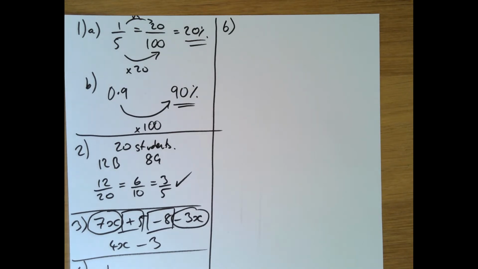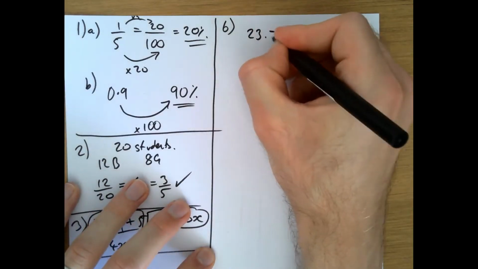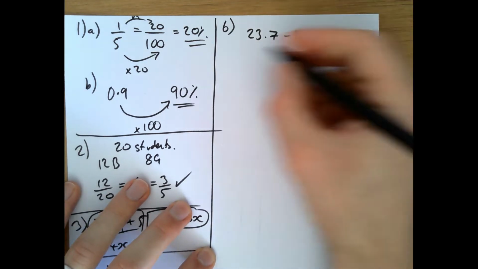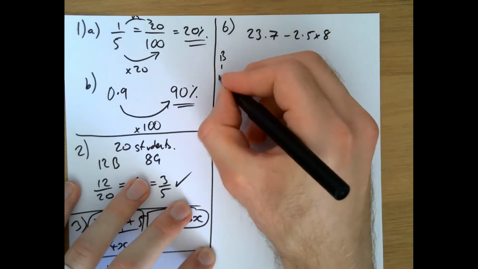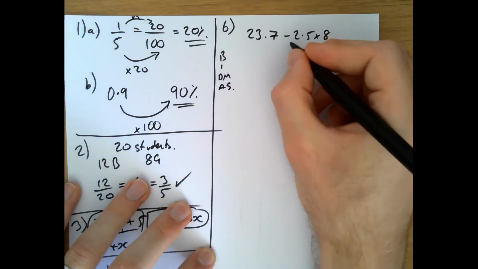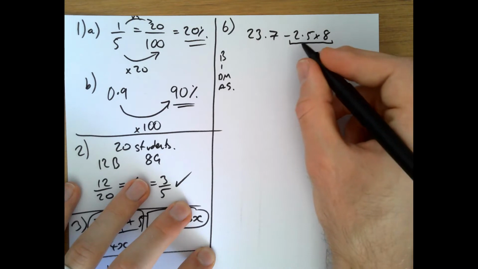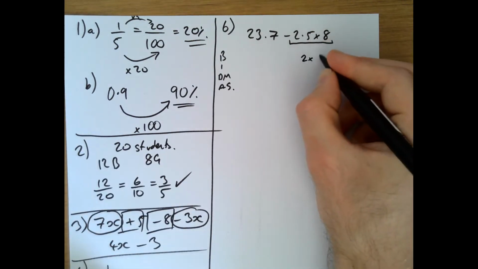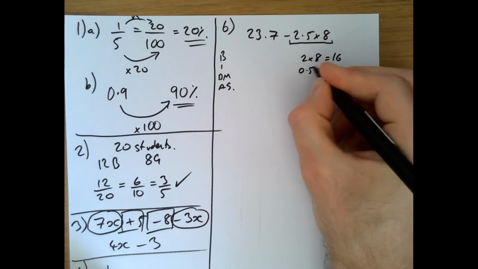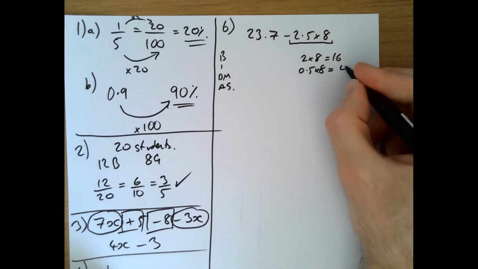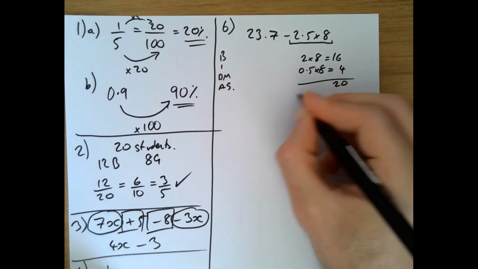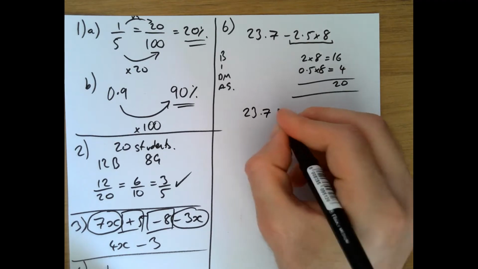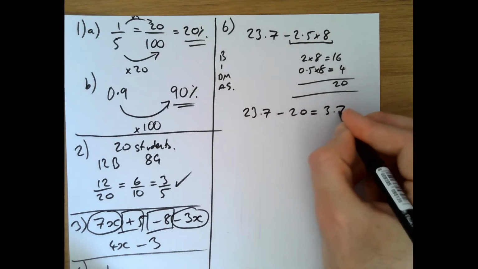So number 6, 23.7 subtract 2.5 times 8. Be careful, we've got BIDMAS. So multiplication is first, 2.5 times 8. How are we going to do that? What I'm going to do is 2 times 8 is 16. Half times 8 is just half of 8, which is 4. So 2.5 times 8 is 20. So then my question is 23.7 take away 20, which is just 3.7.